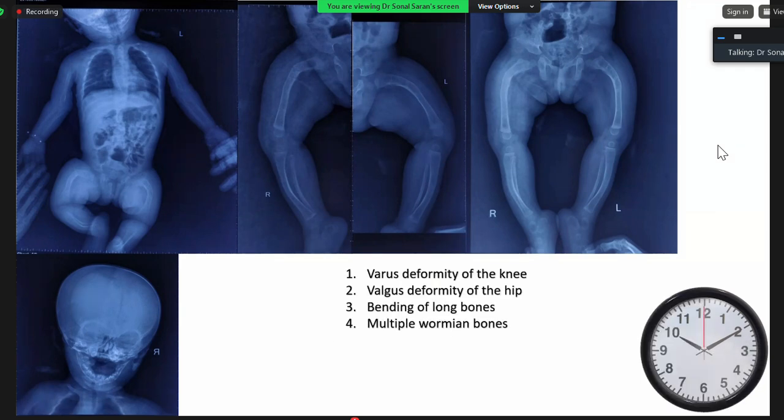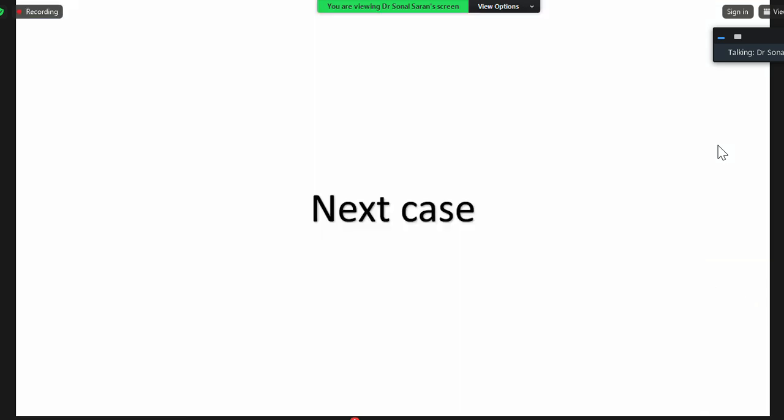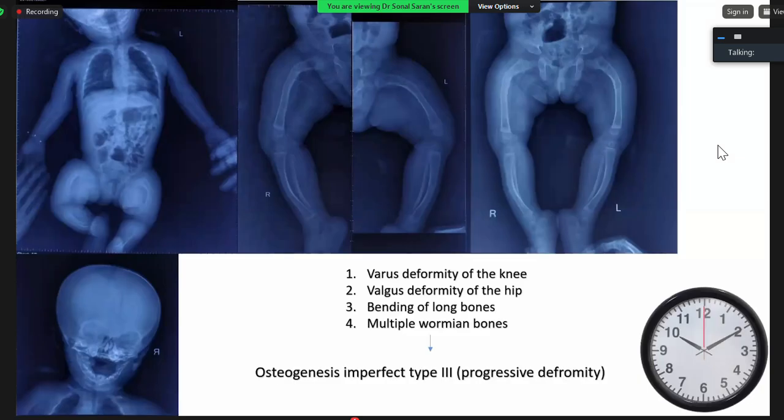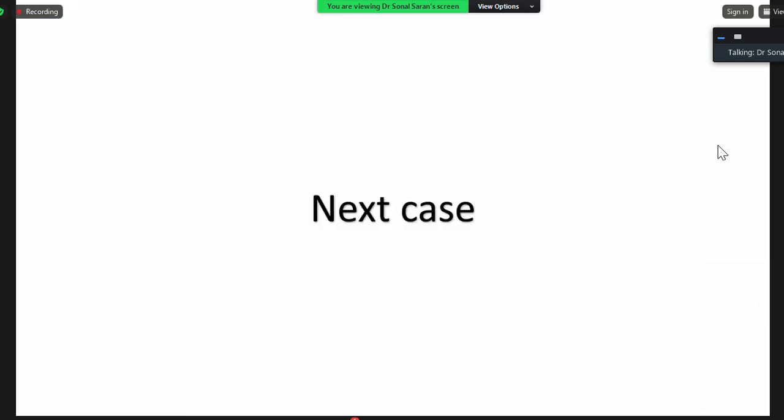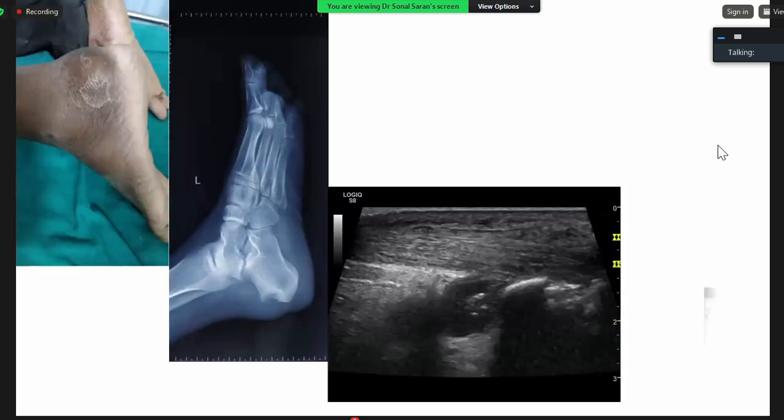You can see varus deformity of the knee, valgus deformity of the hip, bending of long bones, and multiple Wormian bones. So this is a case of osteogenesis imperfecta type 3, which presents as a progressive deformity. Basically, there is impairment in the synthesis of collagen in the bones, and it leads to impaired osteogenesis. And as the name indicates, osteogenesis imperfecta, bone becomes weak and it fractures easily. Next case.